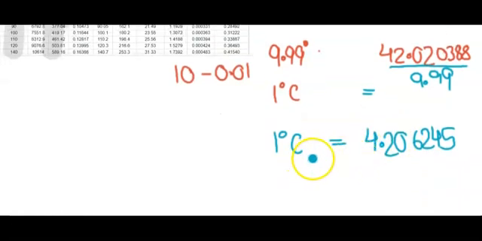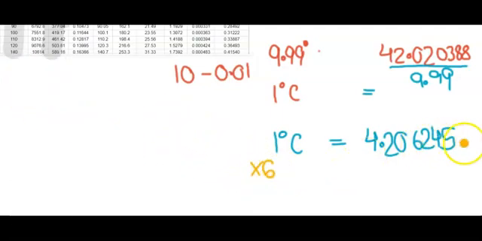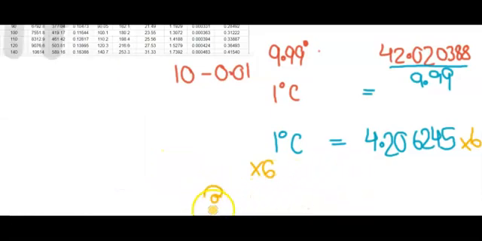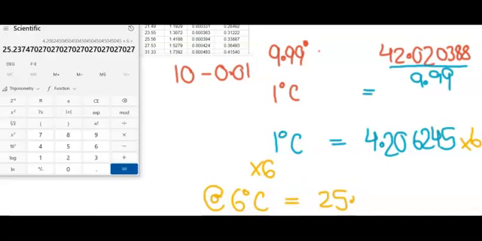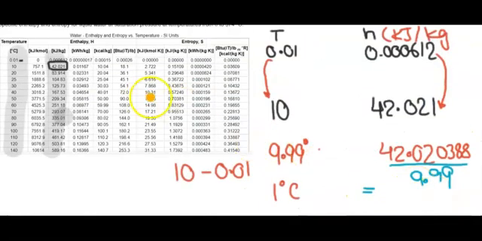Okay, now the temperature was 6, so I don't want 1, I want 6. That was the temperature at the outlet, isn't it? So I need to multiply that by 6, so times by 6, the answer is 25.23747. So at 6 degree centigrade, enthalpy is 25.23747. The units are the same as the unit given here, kilojoules per kilogram.